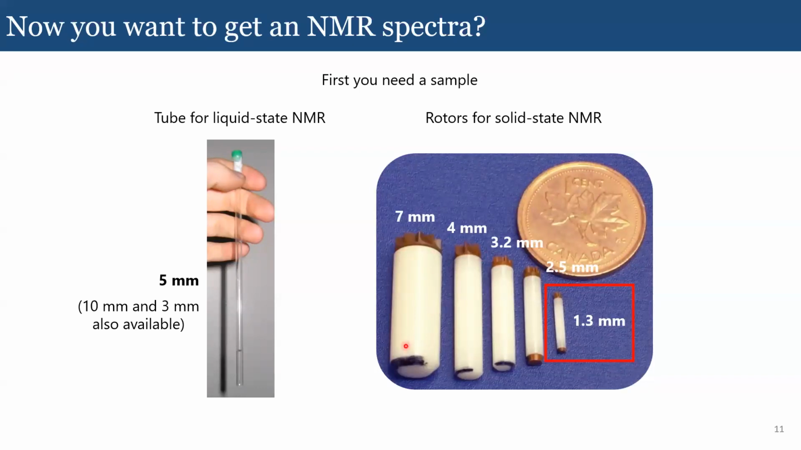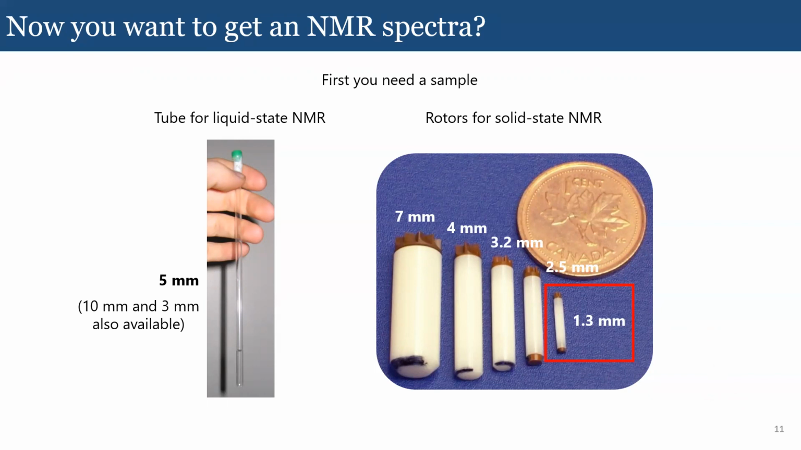So you put the powder from this side. These are meant to be spun because in solid-state NMR, you spin the rotor at a certain frequency or speed. And depending on the type of experiment you want to perform and the type of system that you have, you might have to spin faster or you could spin slower.